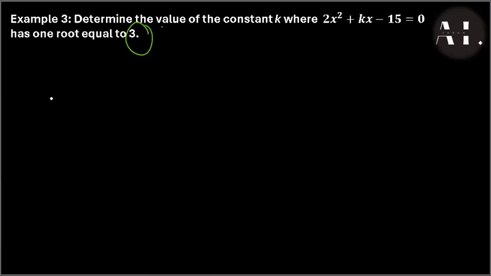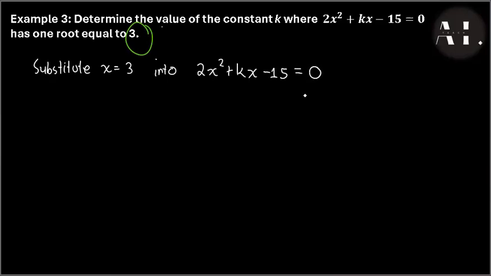So what we're going to do is to simply substitute x is equal to 3 into the equation 2x squared plus kx minus 15 is equal to 0. Now, we will have 2 times the value of x, which is 3. Then multiply k and the value of x. Copy -15.